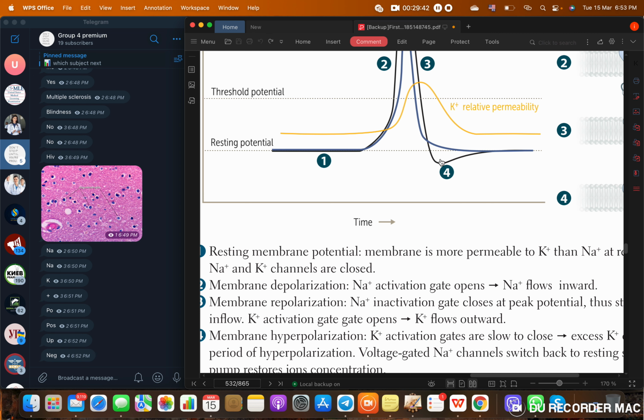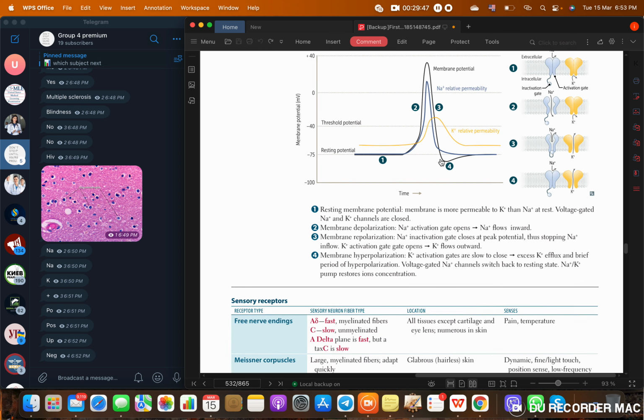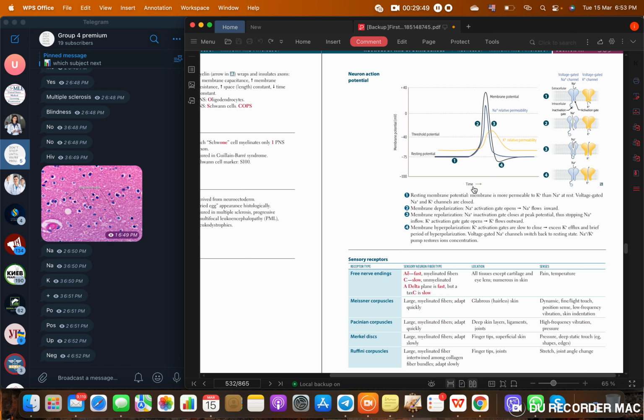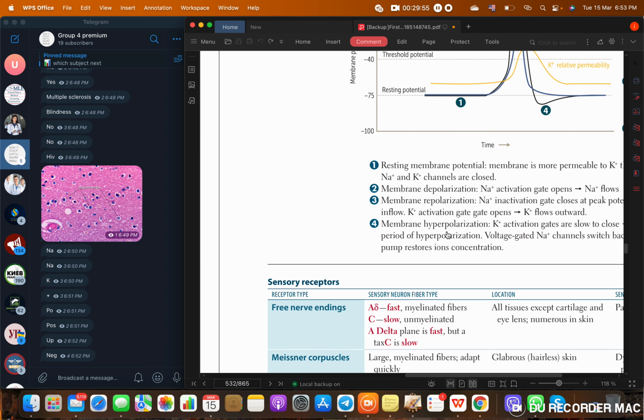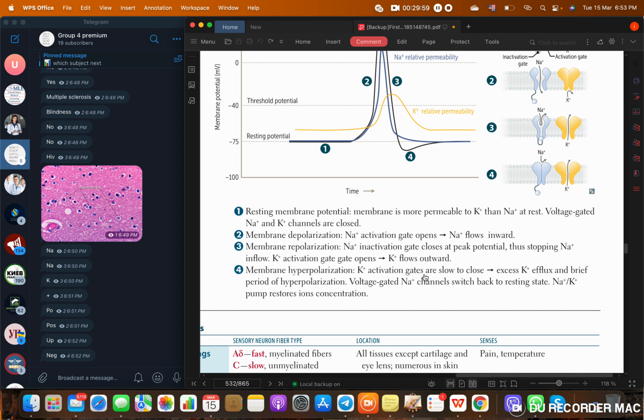How to fix this? If you remember, there was something called the sodium-potassium ATPase. The sodium-potassium ATPase is going to regulate what is more outside and what is more inside, and it's going to fix that. So they write, membrane hyperpolarization. Potassium activation gates are slow to close at this point. Excess potassium efflux and a brief period of hyperpolarization.